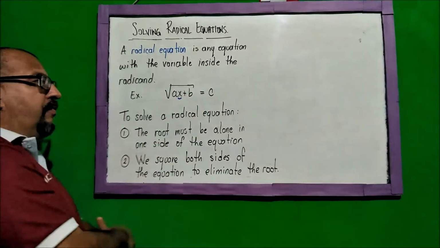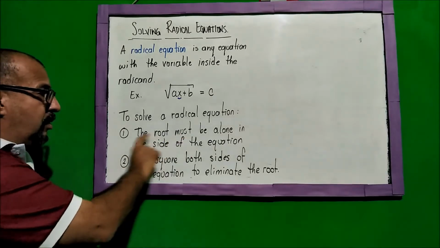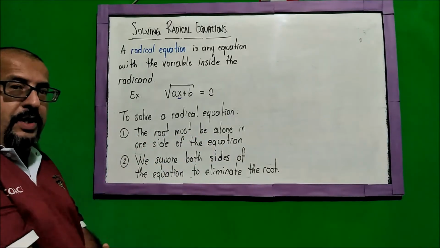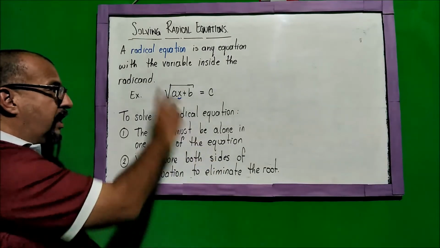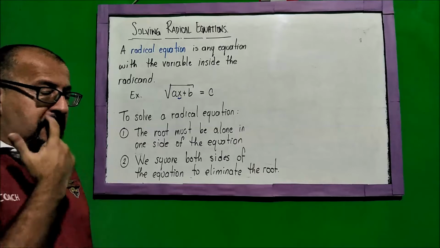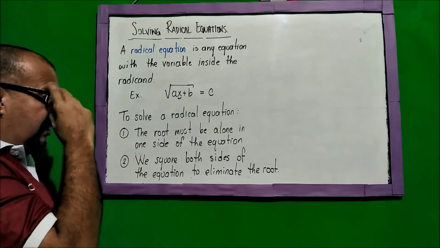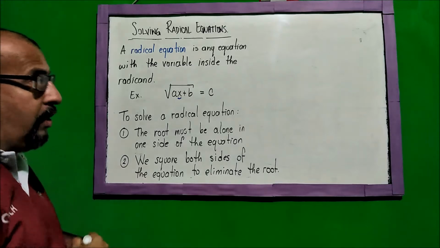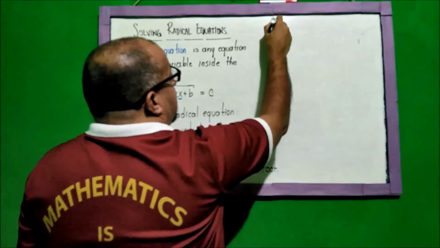To proceed and solve one of these equations, the main objective is, first, the root must be alone on one side of the equation. And then we square both sides of the equation to eliminate that root and then see what happens. What are we talking about when we say eliminate a root like this, or when we have to talk about solving an equation? Example number 1. Let's analyze it.